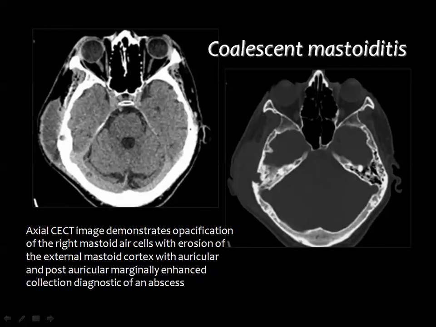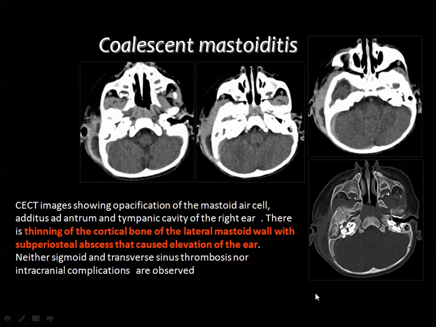Another example of coalescent mastoiditis with erosion of the outer mastoid wall and the formation of a post-auricular abscess, and you see in the soft tissue window the fluid collection with marginal enhancement. Third case of coalescent mastoiditis: there is erosion of the outer wall of the mastoid with extension of the inflammatory process subcutaneously, and you see the soft tissue swelling, you see the collection of pus, which is marginally enhanced.